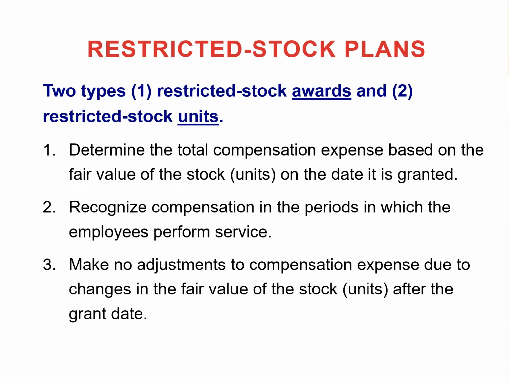And there are two types of restricted stock plans. One is restricted stock awards, another is restricted stock units. Please remember the key difference between restricted stock plans and stock options: stock options are an option or a right to purchase the stock. On the other hand, these stock plans are pure regular stocks that employees receive with the condition that they cannot sell them for a certain number of years.